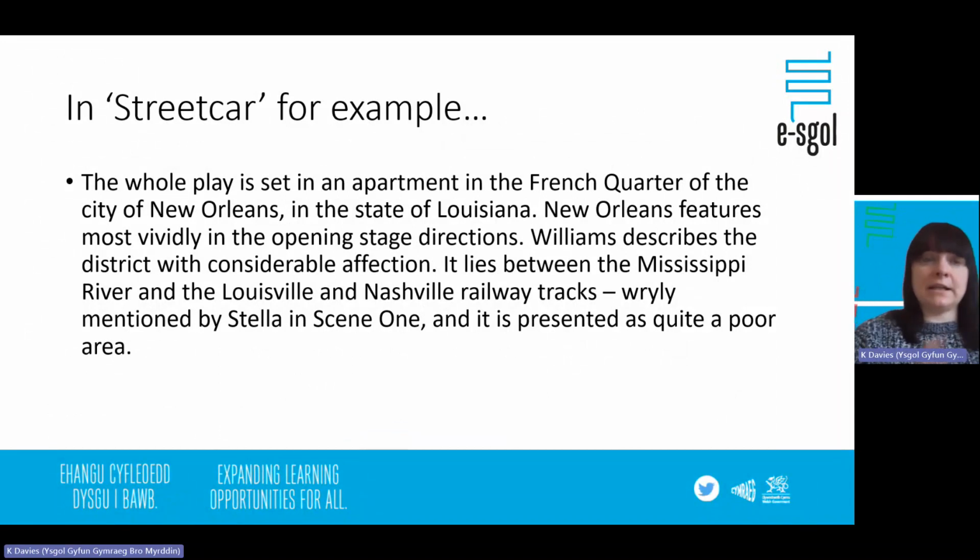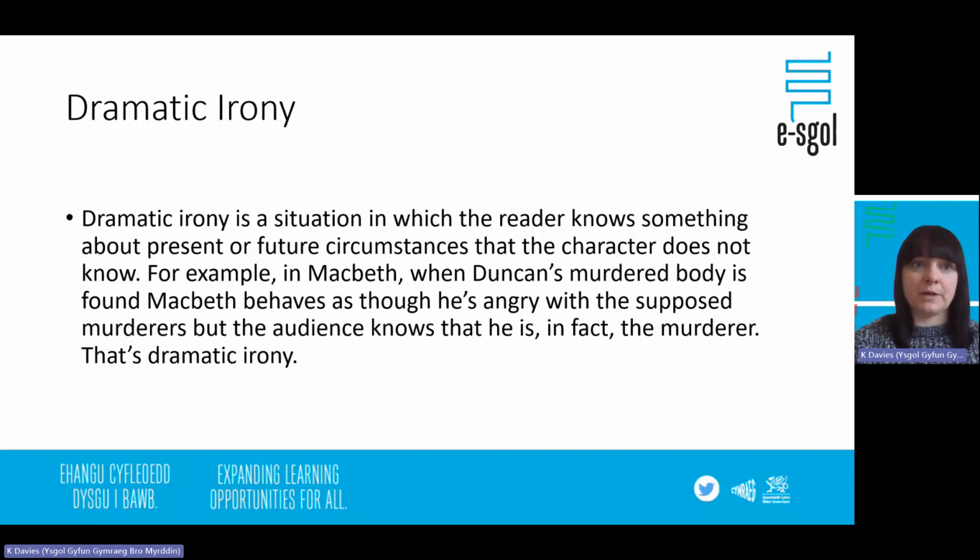And then, like I said, a quick reference now to A Streetcar Named Desire. Those of you who have studied or are studying it will know that the whole play is set in an apartment in the French Quarter of the city of New Orleans in the state of Louisiana. New Orleans features most vividly in the opening stage directions, and Tennessee Williams describes the district with some considerable affection. We learn that it lies between the Mississippi River and the Louisville National Railway tracks, and is rightly mentioned by Stella in scene 1. And it is presented as quite a poor, underprivileged area. Okay.